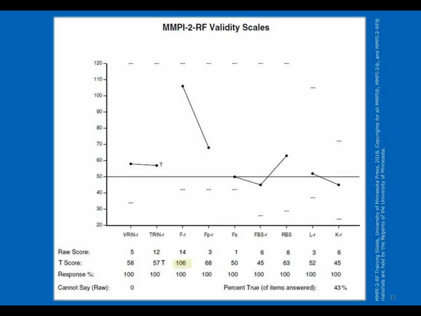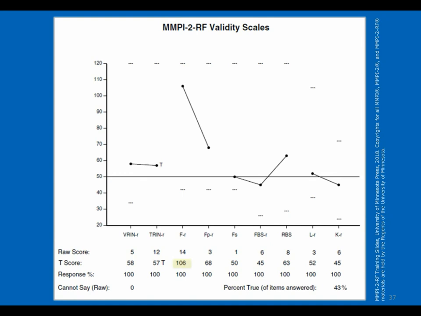Let's look at another example. So here we have a cannot say score of 0 and a VRIN and TRIN score, which are within normal limits. Next, we have an F score of 106. So this score is at a level that raises concern about overreporting. It's not to the level where we necessarily invalidate the protocol. We'd have to be at a T-score of 120 to do that, but it does raise concern.